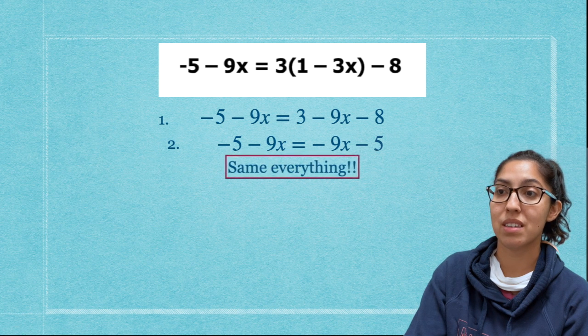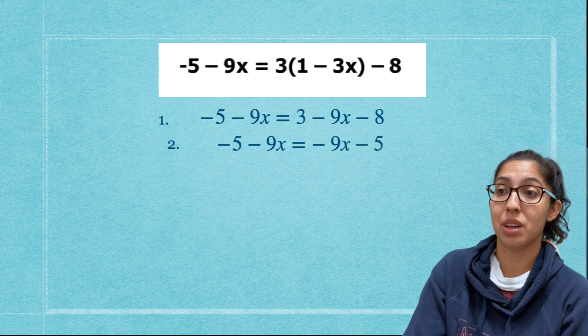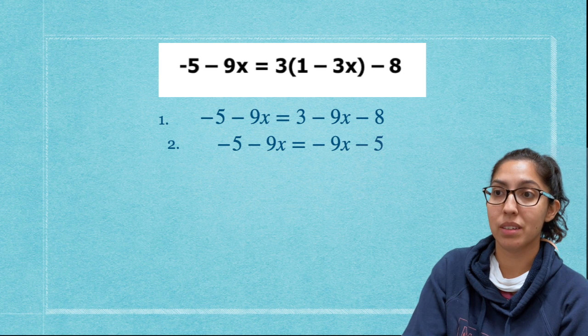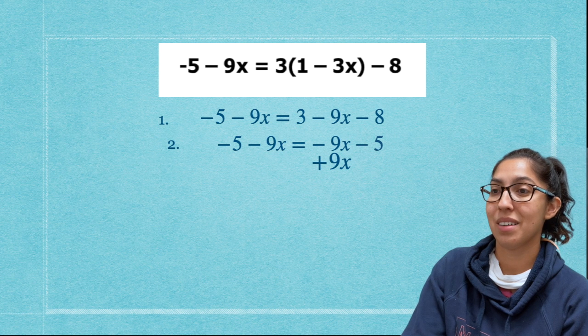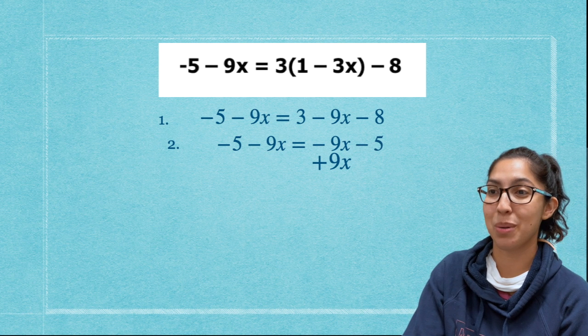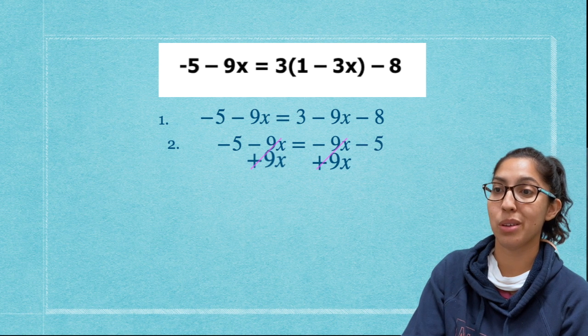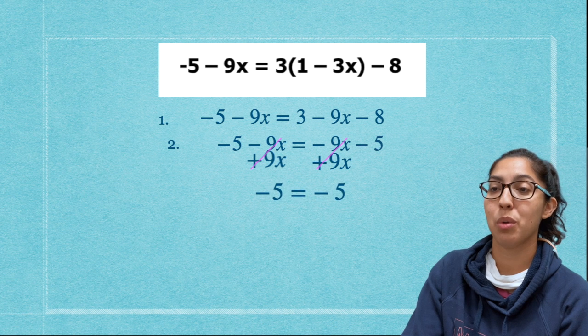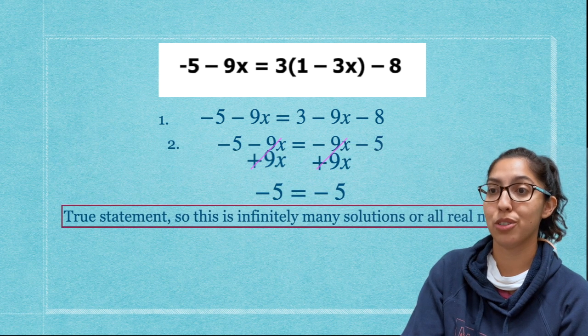So everything's the same, which tells us that it is a true statement, but we're going to continue on anyways. Sorry about that. Okay. So we're going to add 9x to both sides. Those cancel out, and we're left with -5 = -5, which is a true statement.